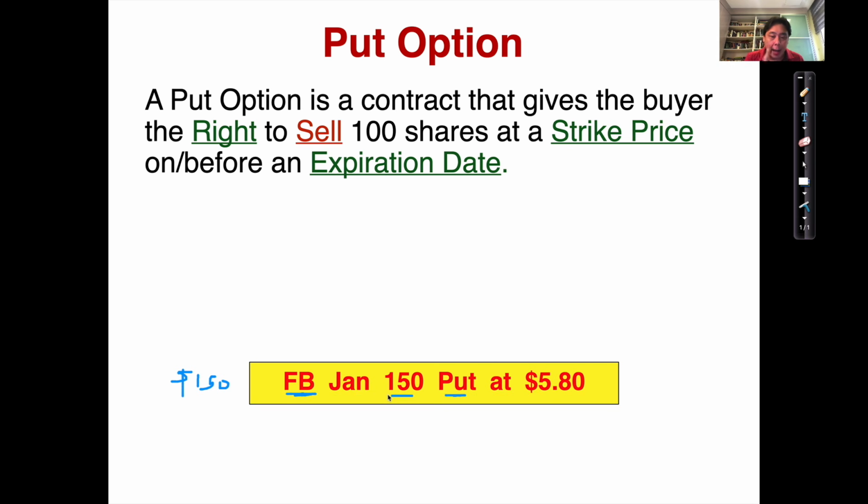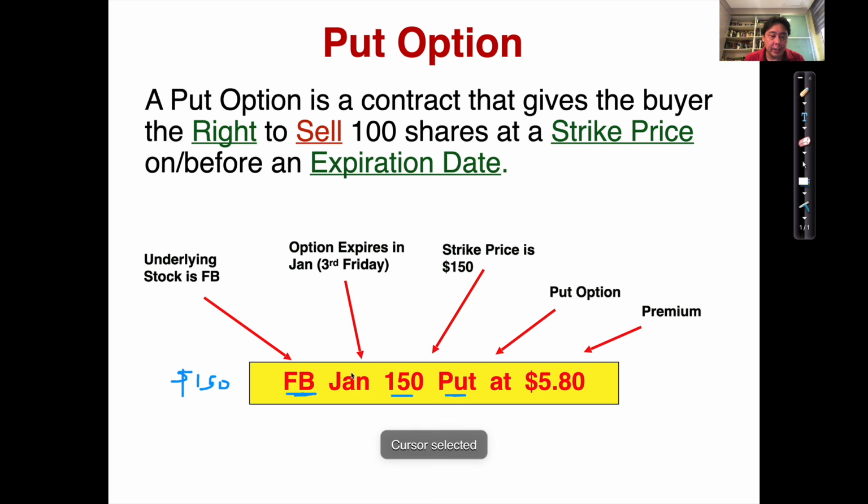And you can sell it anytime before the expiration date, which is the Friday of every week or every month. So again, this is the underlying stock, that's the expiration date, that's the strike price, there's a put option, and by buying the put option, again, you pay a premium. And the premium in this case would be, say, $5.80.